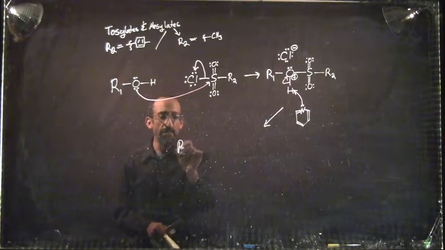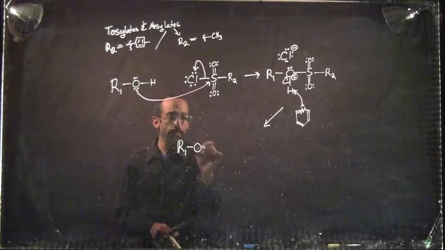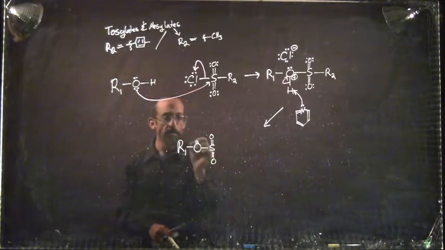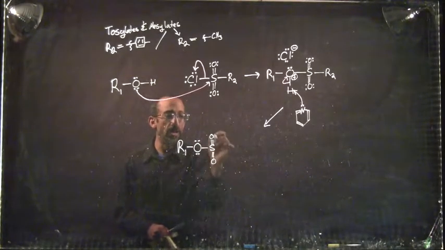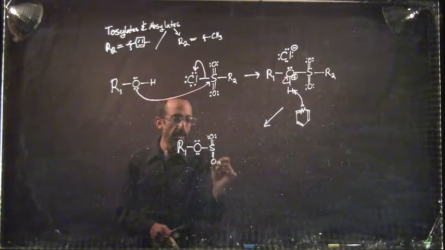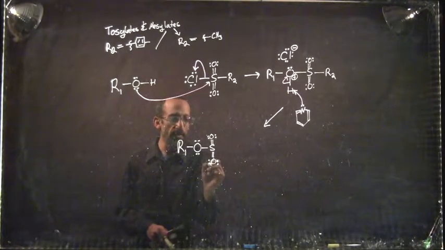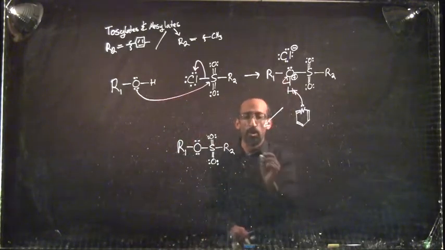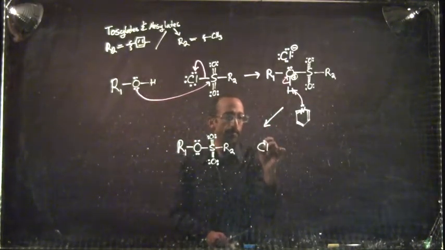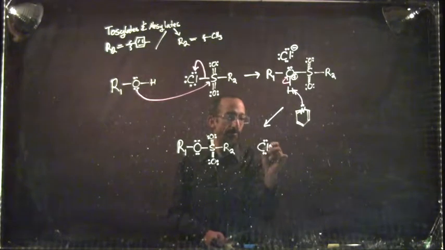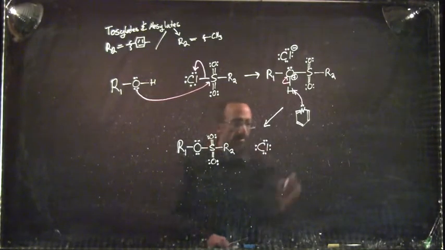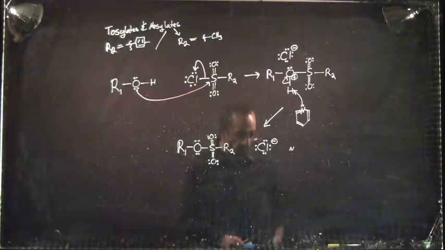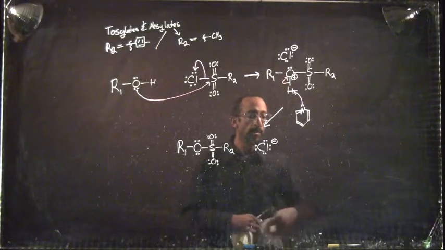And so now we have our sulfonate ester. We're always going to put in all of our electrons, even ones we don't use. We see now we still have a chlorine anion. And we have protonated pyridine.